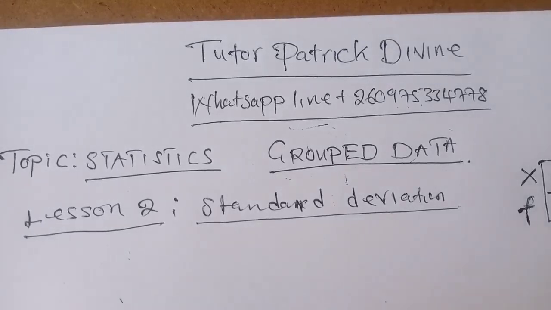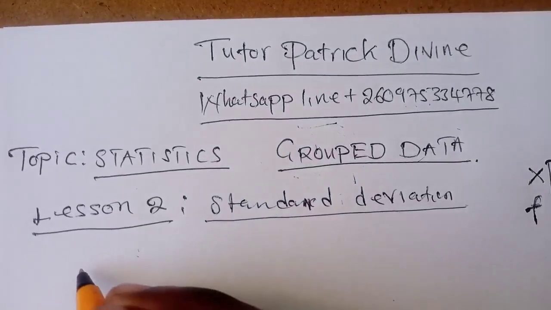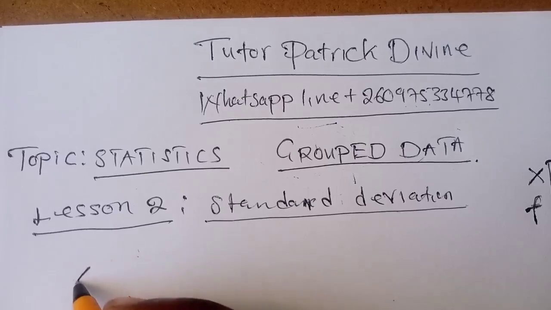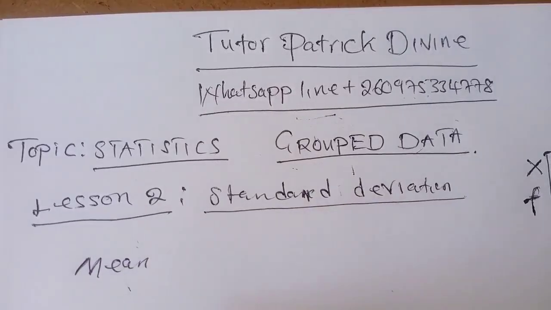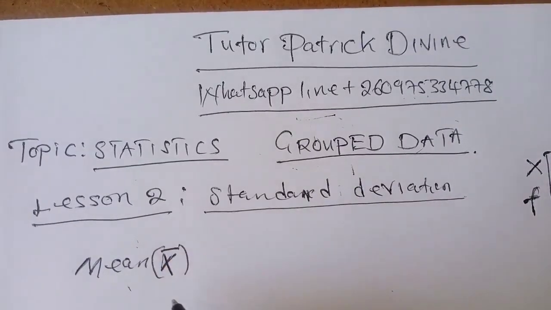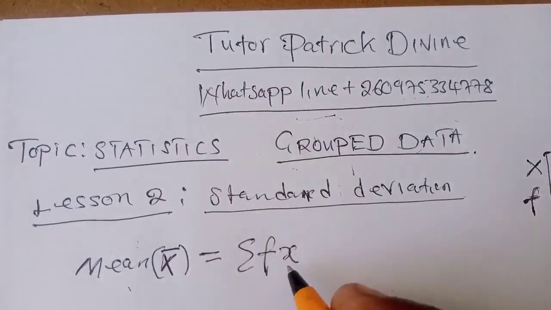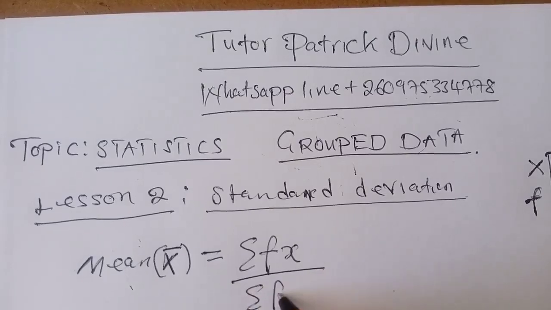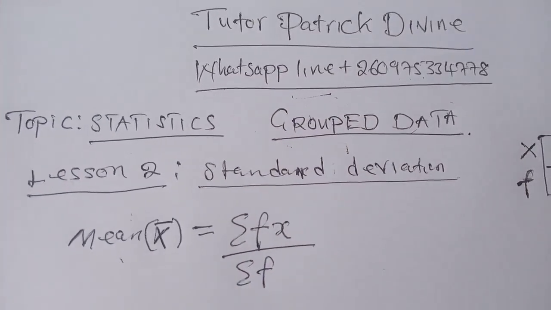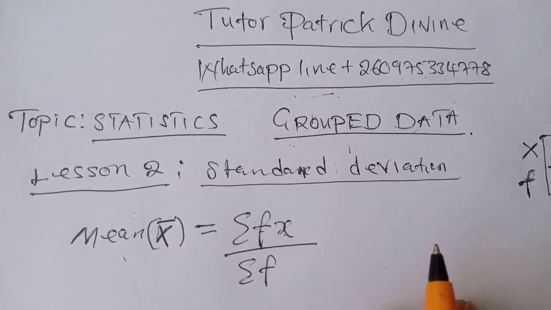If you remember very well, when finding the mean, denoted by x bar, it is equal to the summation of f x over the summation of f. I taught you what f is and what x is. F is the frequency and x is the midpoint. That is what I said in the previous videos.